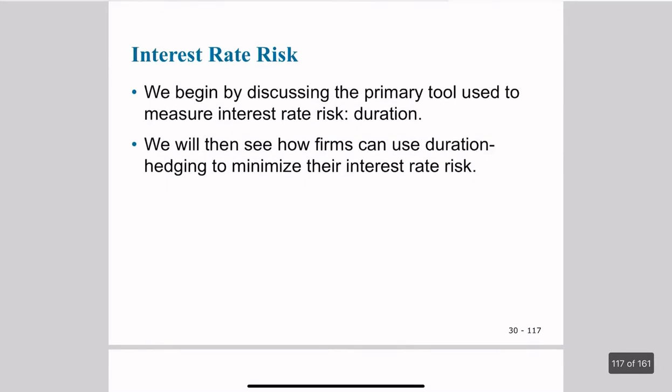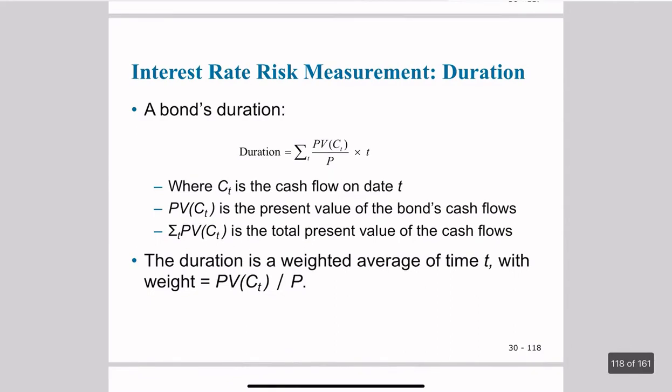Okay, so to hedge against the interest rate risk, the first step is we want to understand how to measure the interest rate risk. So here the tool we will use is duration. After understanding duration, we will see how we can use this duration hedging technique to minimize a firm's interest rate risk.